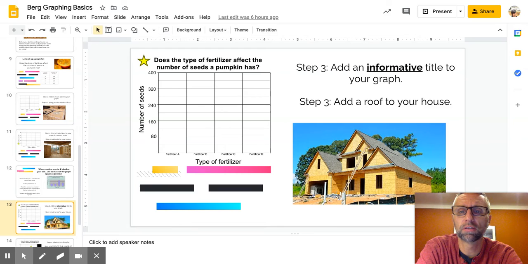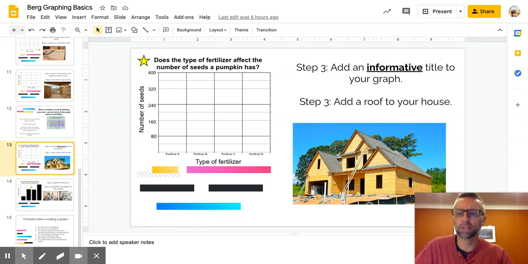Does the type of fertilizer affect the number of seeds a pumpkin has? You don't have to list it as a question. You could just say the effect of fertilizer on the number of pumpkin seeds. But put what the graph is about. Don't just write pumpkins. Don't just write fertilizer. Don't just write my test. Give us some information about what this graph is about so anybody who reads it will be able to figure out what's happening.